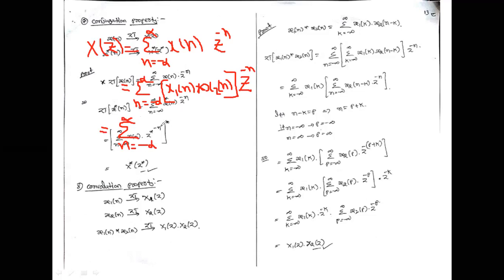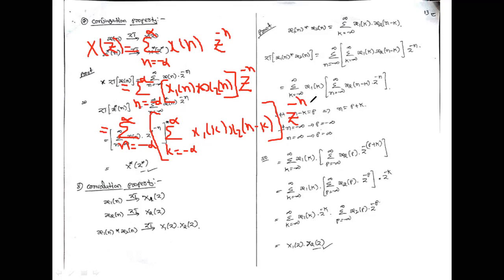The sum over n from minus infinity to infinity of x1 of n convolved with x2 of n is again a summation: the sum over k from minus infinity to infinity of x1 of k, x2 of n minus k, times z power minus n. This is the definition of the convolution of the two sequences. Got it, my dear students?